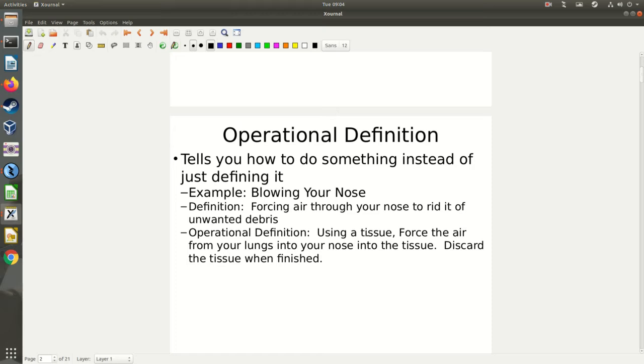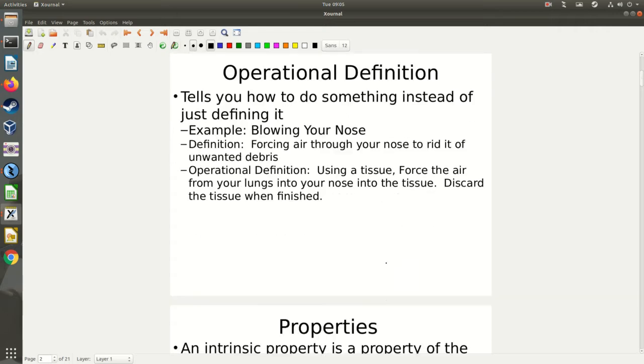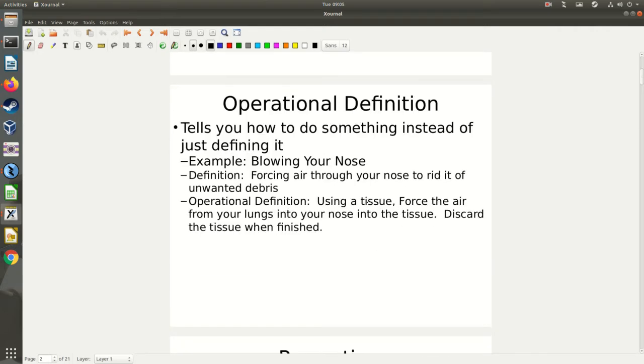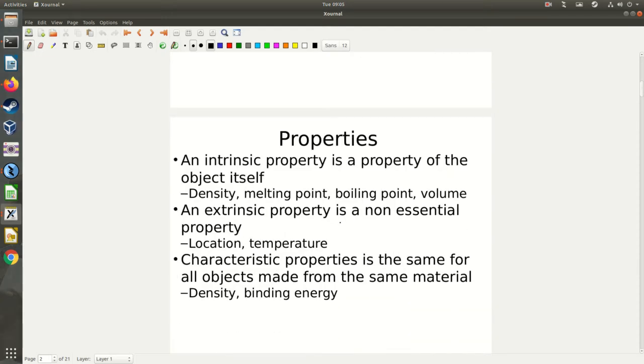So an operational definition is more like a recipe. It's a very detailed definition and not just the very basics. Think of it that way at least. So, you will have something about an operational definition on your final, so know that.